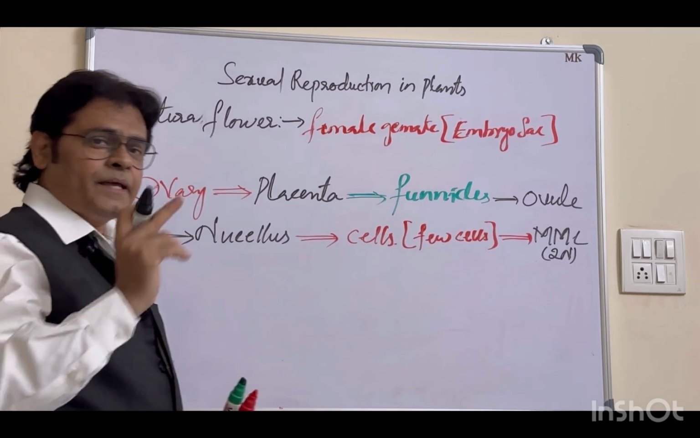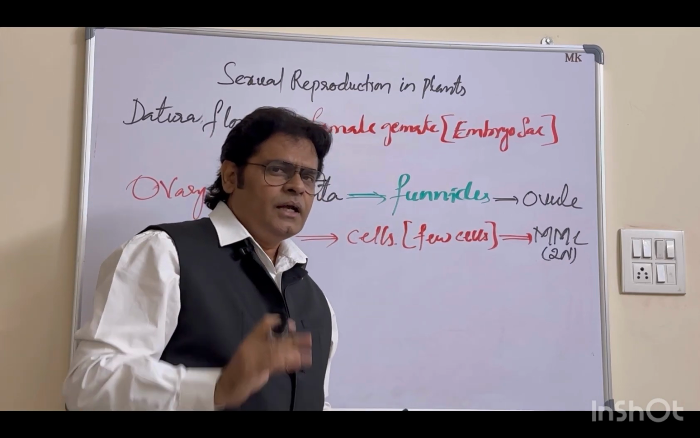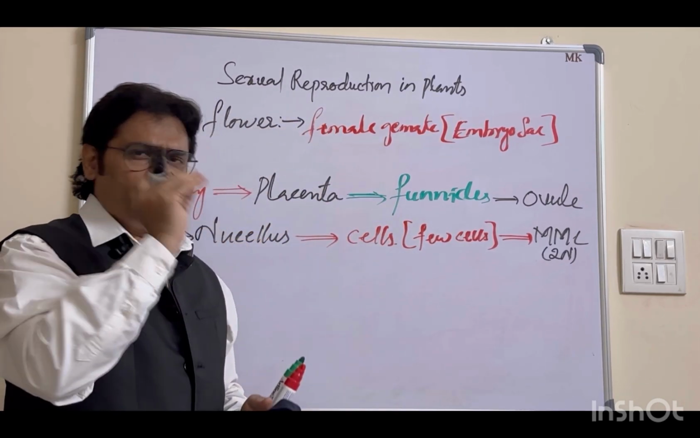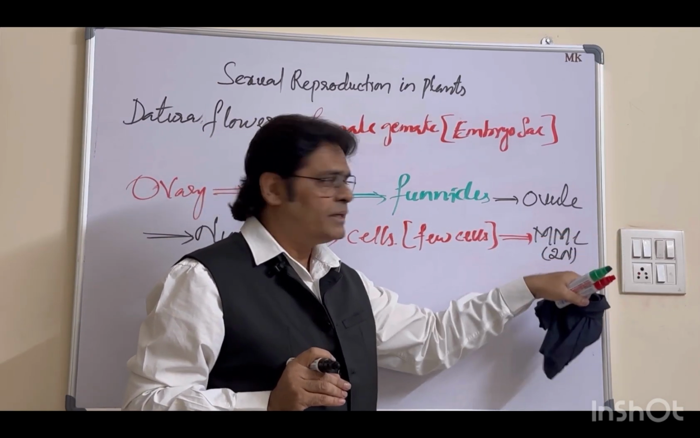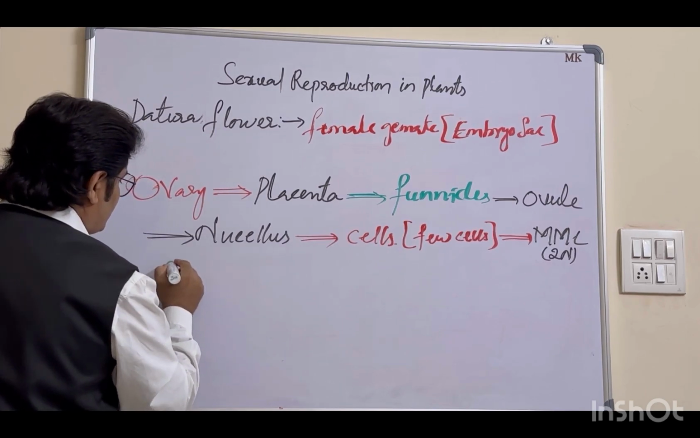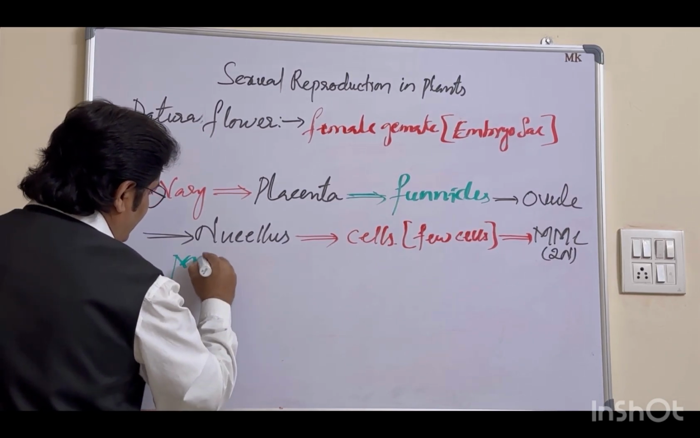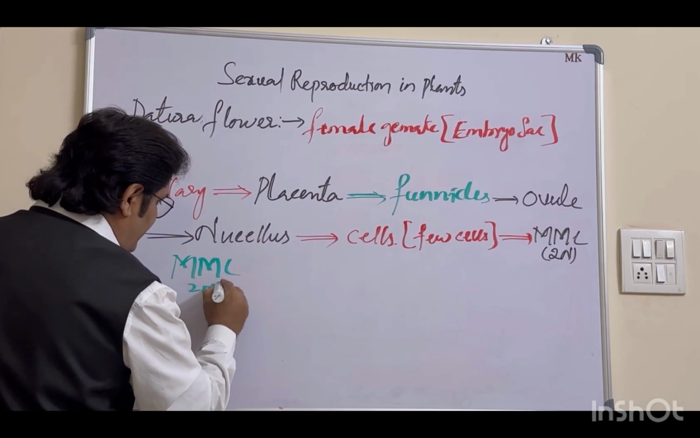What is it called here? Nucellus. Nucellus contains a large number of cells. Many cells are present in it. Out of many cells, a few cells convert into the megaspore mother cell. Clear? This megaspore mother cell, MMC. What does MMC mean? Megaspore mother cell, which is diploid in condition.